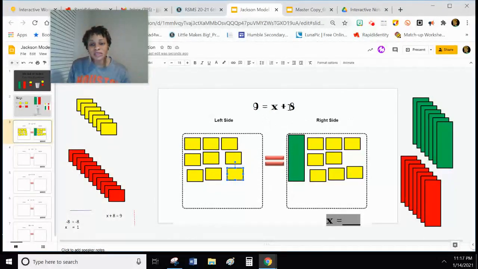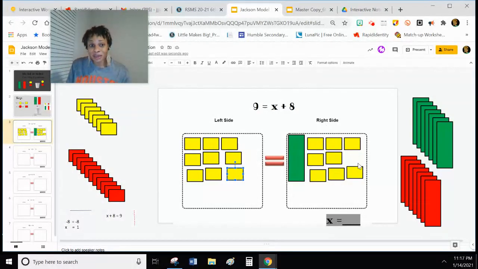So on this right side, we have to get rid of whatever is bothering X. So right now, X is not alone on the right side. There are 8 yellow counters there with X, and they need to hit the road, Jack. And don't you come back no more. They need to get out of there. So to get rid of those +8 counters, we have to do the inverse operation. And I hope you remember the inverse property says if you add my opposite to me, I will be 0.